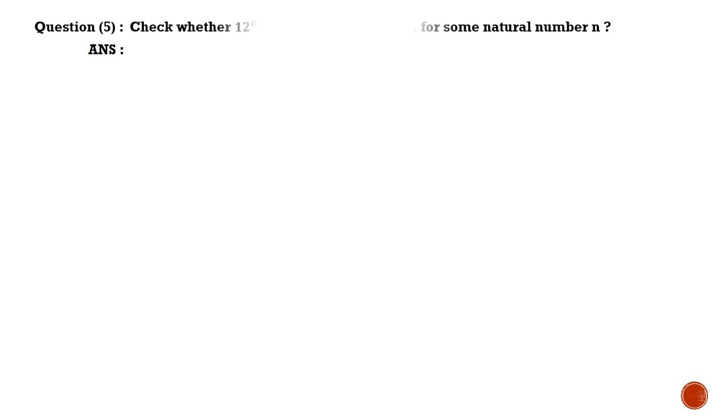Let us start with the next question. The question is, check whether 12 raised to n can end with digit 0 for some natural number n. Now to solve such kind of questions, you should know one thing. Which numbers are ending with digit 0? The numbers like 10, 20, 30, 40, 60, 70. Means in short, we can say that all the multiples of 10 are ending with digit 0.